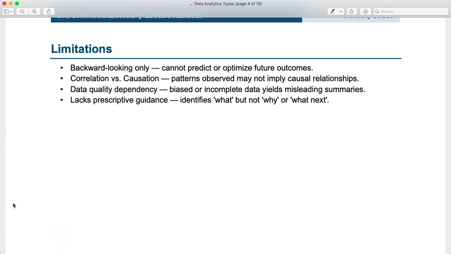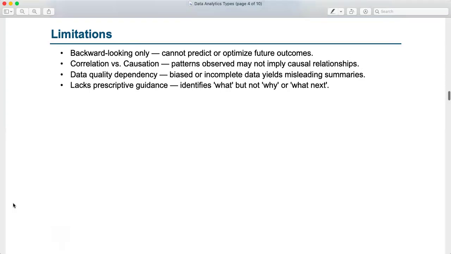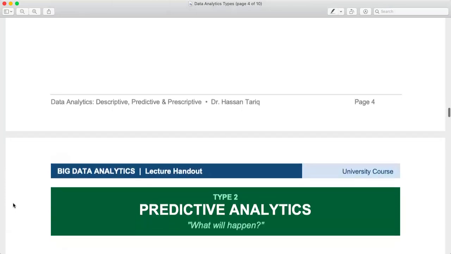Then data quality dependency, that means biased or incomplete data actually leads to misleading summaries. And obviously, it lacks prescriptive guidance as well. That means we can identify what is happening, but why it is happening is hard to identify from the information or the techniques used in descriptive analytics.